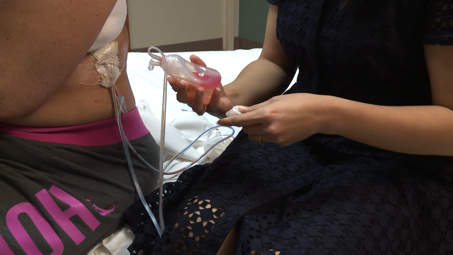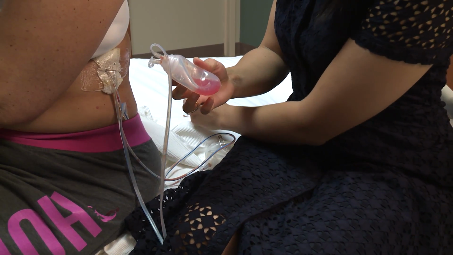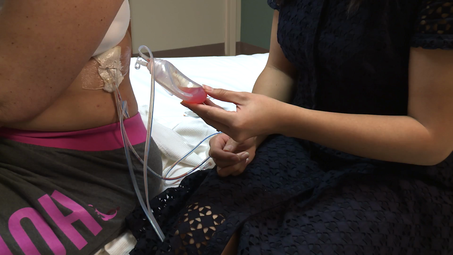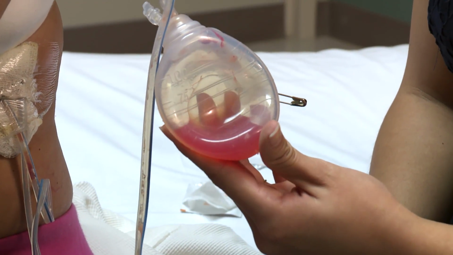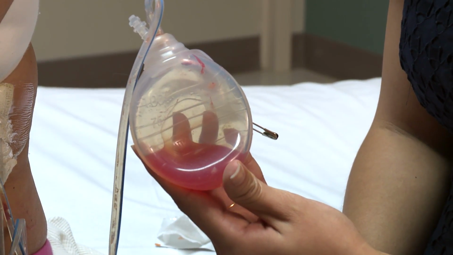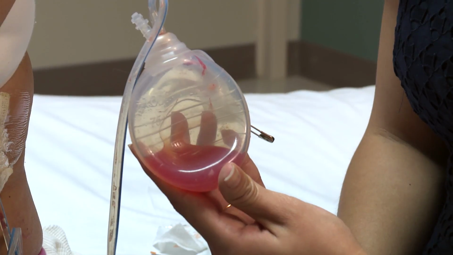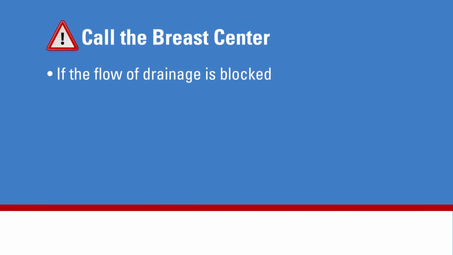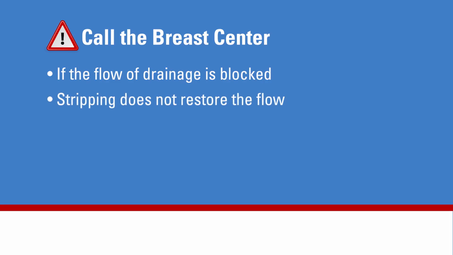The fluid should move along with your fingers down the length of the drain and empty into the bulb. Repeat this procedure for each drain you have. It is not necessary to completely clear all the fluid from the drain, but try to move as many clots down the drain into the bulb as you can. If the flow of the drainage is blocked and stripping does not restore the flow, call the breast center.